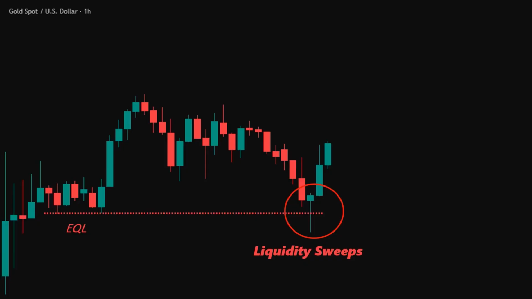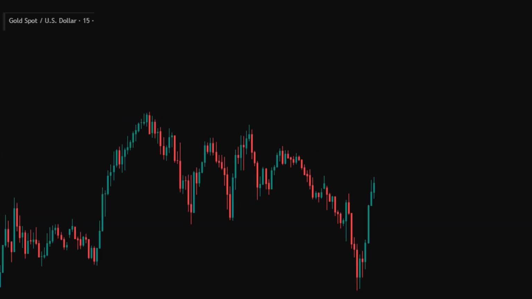If we drop down to the 15-minute chart for a closer look, the picture becomes even clearer. After the liquidity sweep, price not only reversed but also confirmed the move with a bullish break of structure by closing above the most recent swing high. So here, we've got the full checklist: a clean liquidity sweep, a sharp reversal, and a confirmed break of structure on the 15-minute chart, exactly the ingredients we were waiting for.